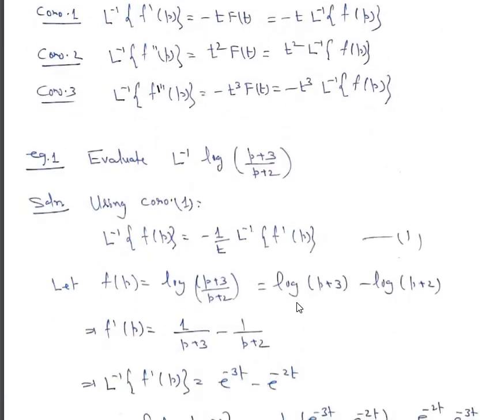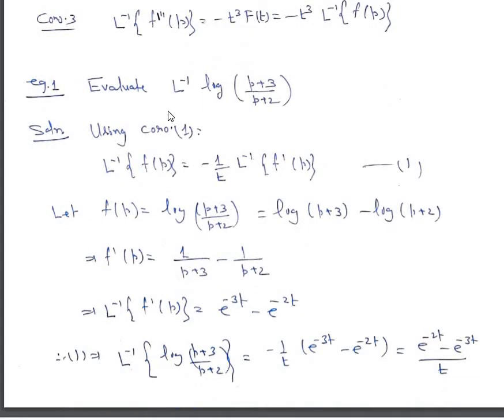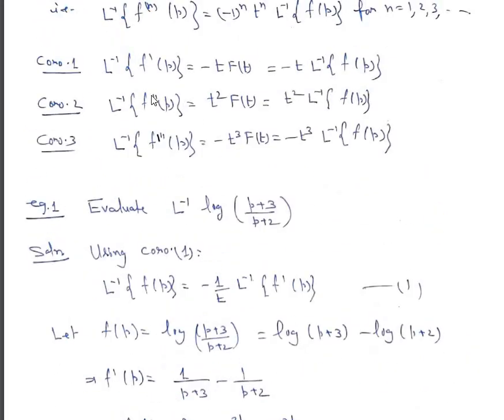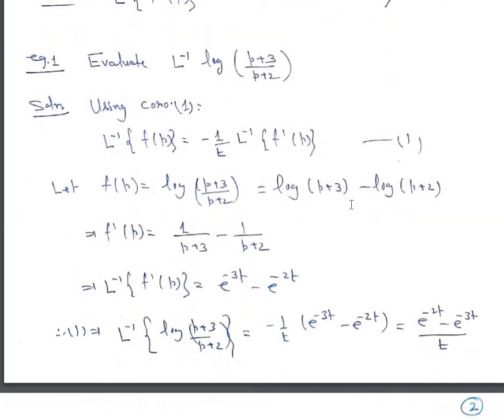Okay, let's take a few examples. The first example is evaluate L inverse of log of (p+3)/(p+2). Suppose that this is F(p). So we have to find L inverse of F(p), and by using corollary 1, we have L inverse of F(p) is -1/t L inverse of F'(p). Now because F(p) is log of (p+3)/(p+2), which can be written as log(p+3) minus log(p+2), the derivative of this is 1/(p+3) minus 1/(p+2).